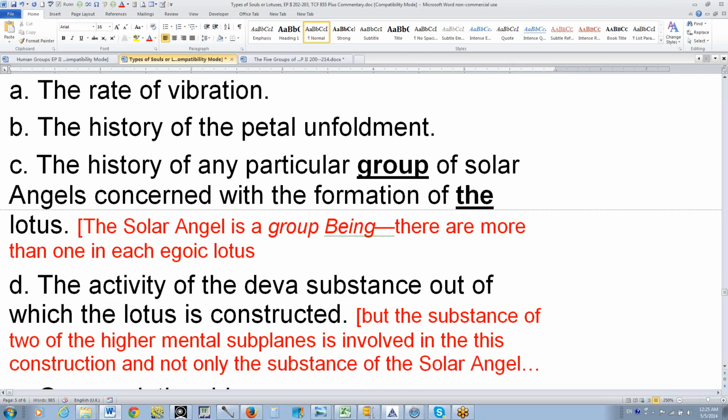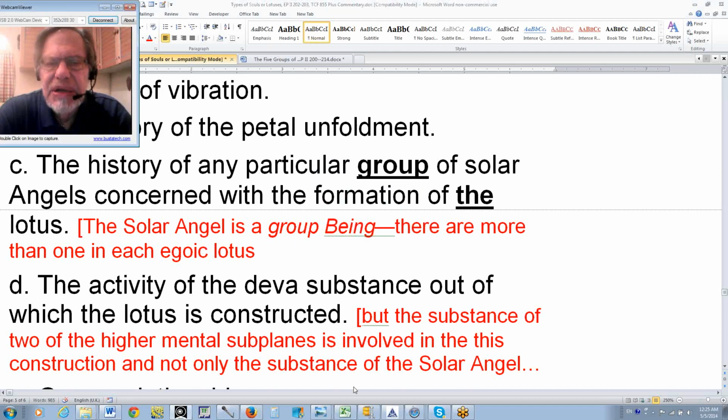So there is Devic substance, which is its own, pertains to itself. It is not solar angelic substance, but the solar angelic energy builds that Devic substance into the form of a lotus, and the solar angel, or at least a portion of it, substands this Devic substance and holds it in the form of an egoic lotus, and later, of course, that form is dissipated with the final conflagration of the egoic lotus, and there is a separation of the substances.